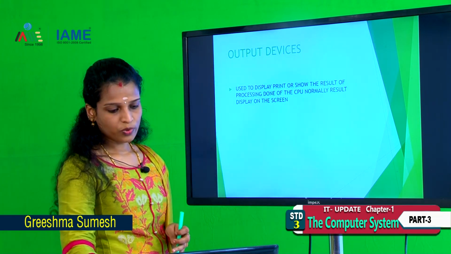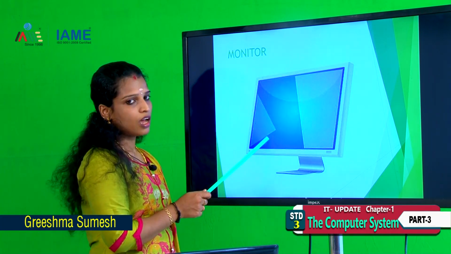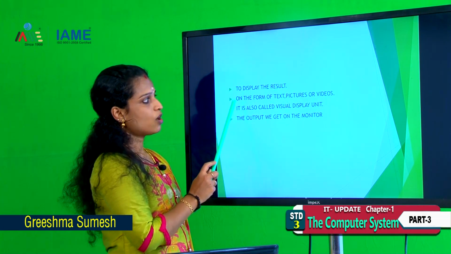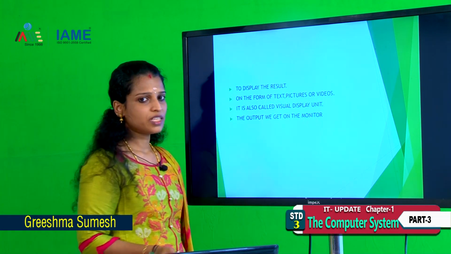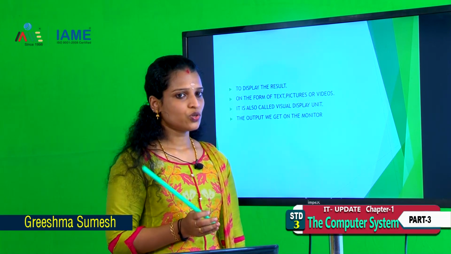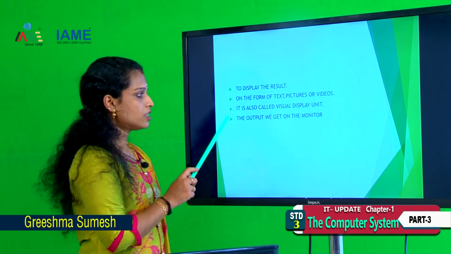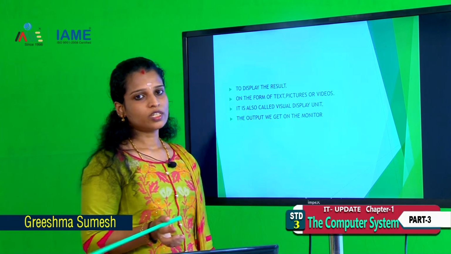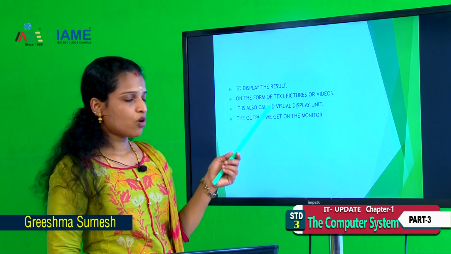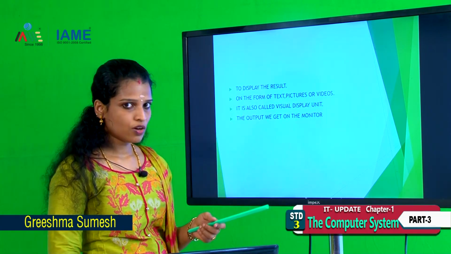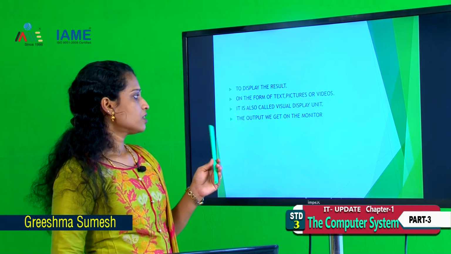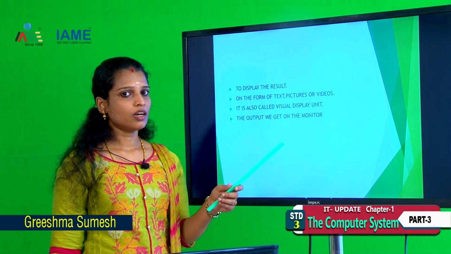Then output devices, see, this is the monitor. The monitor displays the result in the form of text, pictures or videos. It is also called the visual display unit. The output we get on the monitor.